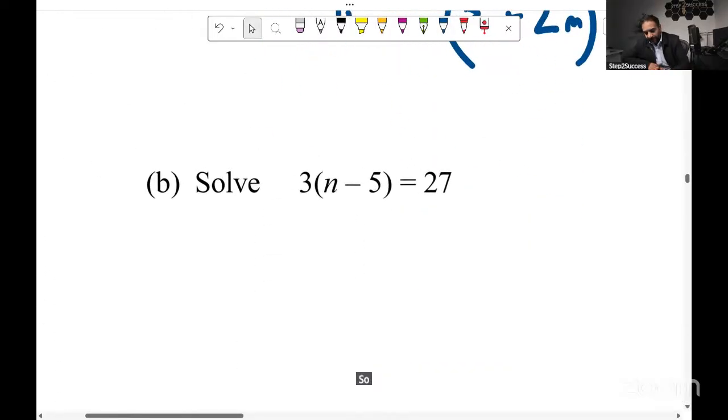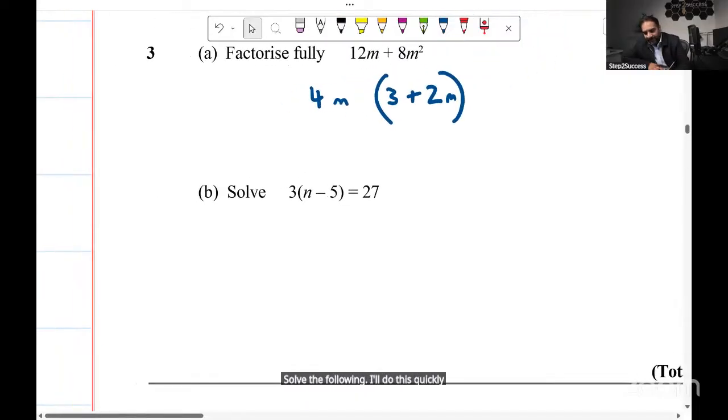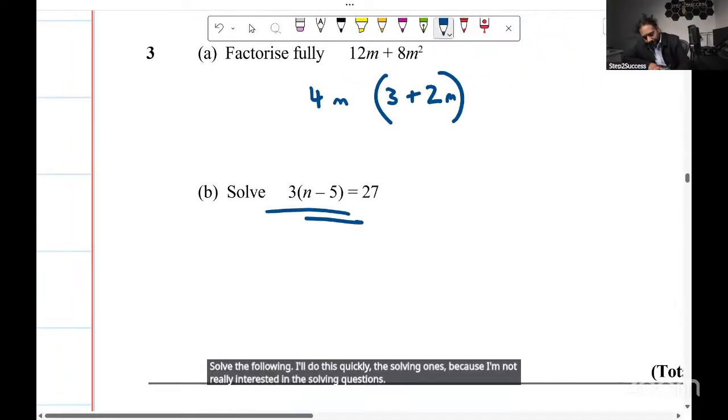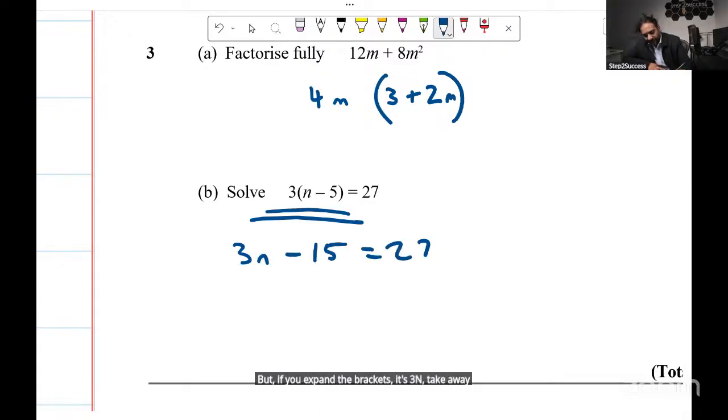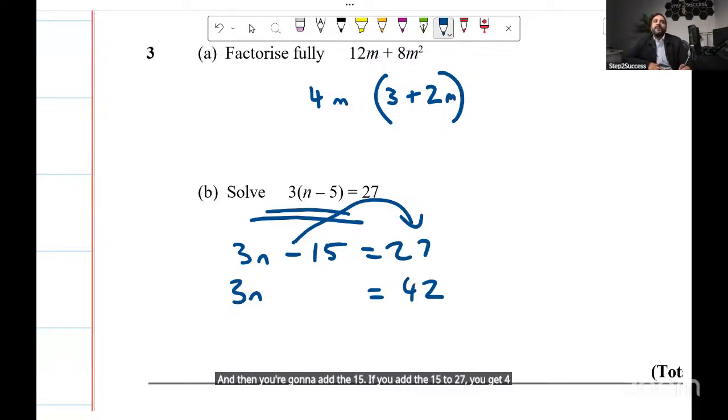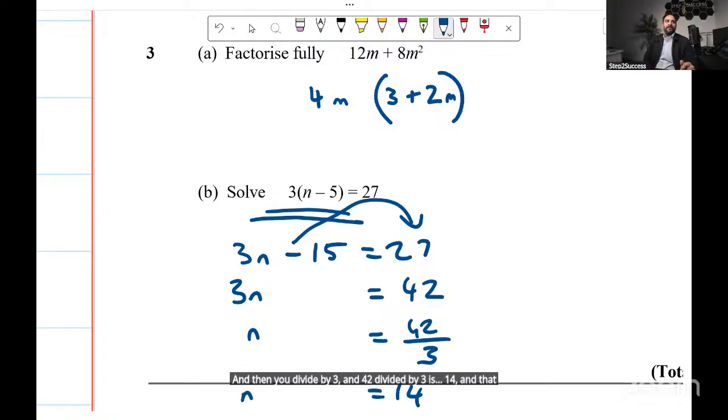Solve the following. I'll do this quickly, these solving ones. I'm not really interested in the solving questions. But if you expand the brackets, it's 3n take away 15 equals 27. And then you're going to add the 15. If you add the 15 to 27, you get 42. And then you divide by 3. And 42 divided by 3 is 14. And that becomes the answer to that question.